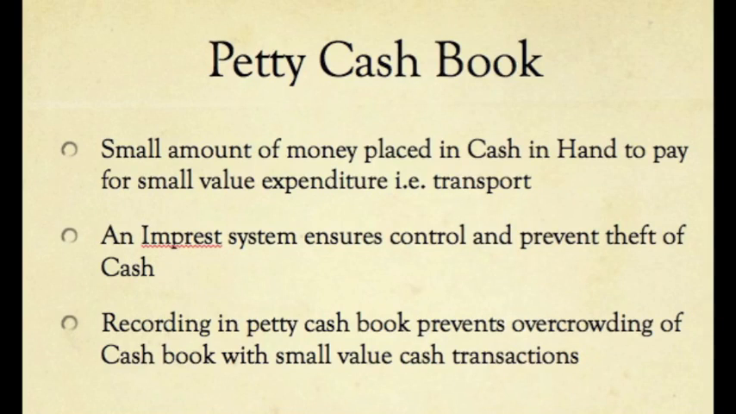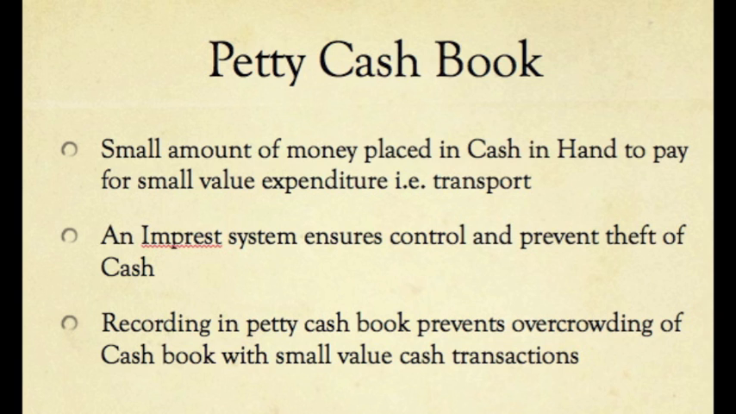For the petty cash book, why do we need an additional cash book? It's for petty cash, whereby a small amount of money is placed in cash in hand to pay for smaller value items, like for example transport. We will use an Imprest system to ensure there is control and prevention of theft, which we will see later how this Imprest system works.